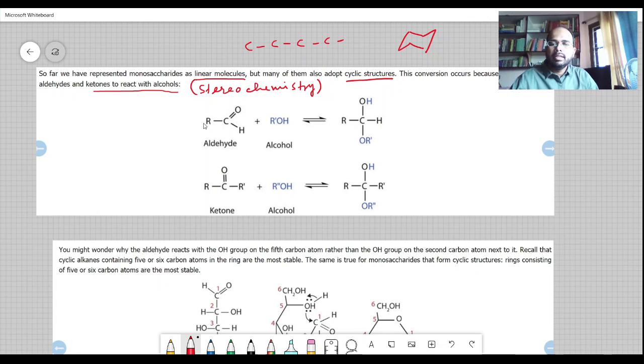So if you have an aldehyde, let us just take this as some CH3, an acetaldehyde. If it reacts with an alcohol, you will get a hemiacetal. I already told you, if you have any carbon atom that has an OH and an OR group, from an aldehyde's reaction with alcohol, then you are going to get what we have called a hemiacetal.